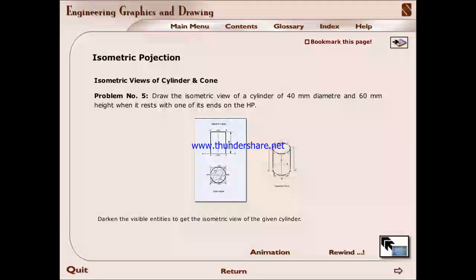Now with this discussion today, we will close the online lesson on isometric projections, the subtopic of cylinder and cones, with problem number 5. So let us close, and the next class will continue with problem number 6. Thank you.